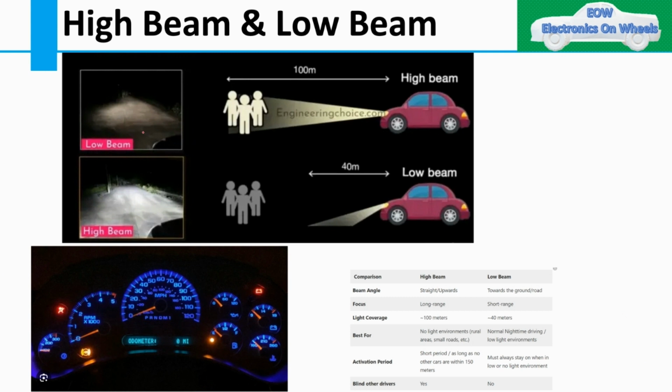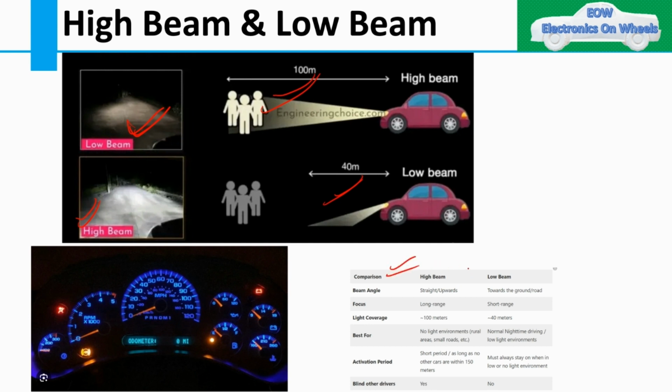Now you know already what the low beam is. Low beam looks like this, and high beam looks brighter. You can see further, with more range towards the straight road. High beam covers around 100 meters, but low beam typically covers around 40 meters. So these are the differences.